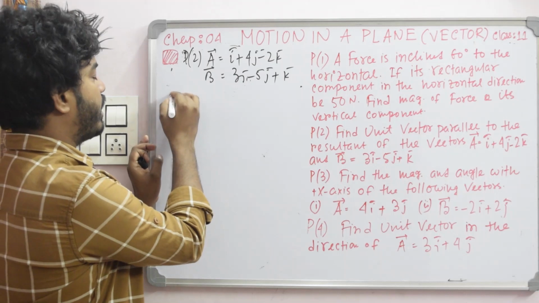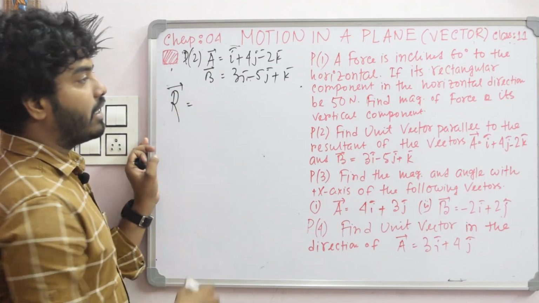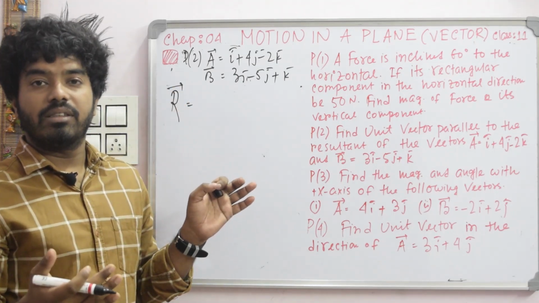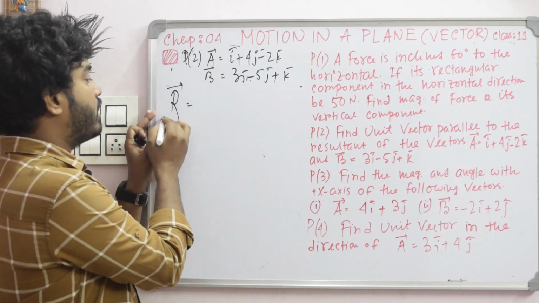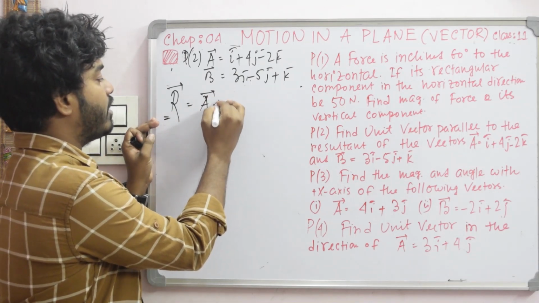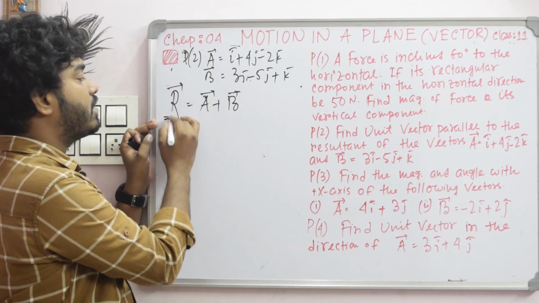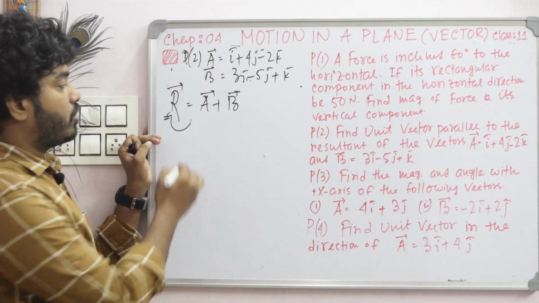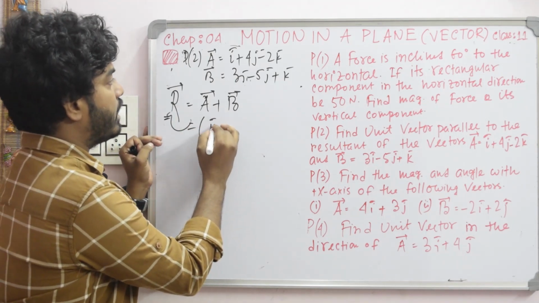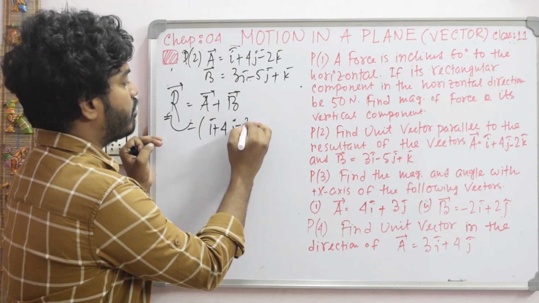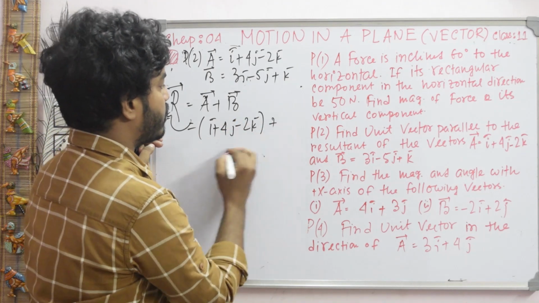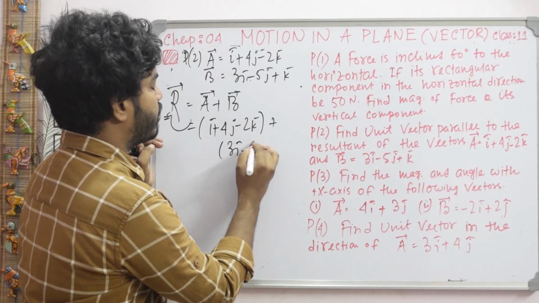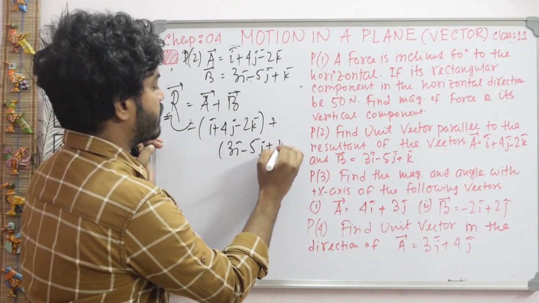At first you have to find out the resultant of a and b vector. In general we write the resultant of a and b vector, that is a vector plus b vector, that is the resultant r vector. So write it down: i cap plus 4 j cap minus 2 k cap plus 3 i cap minus 5 j cap plus k cap.